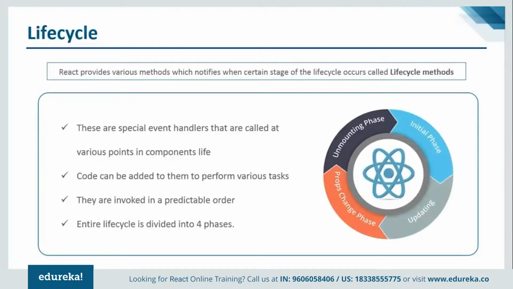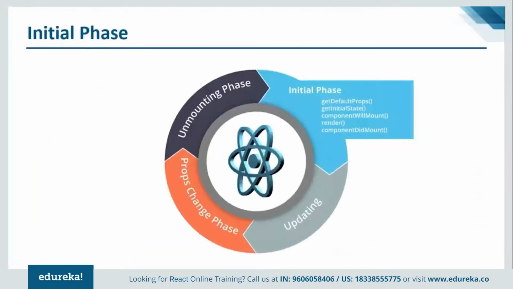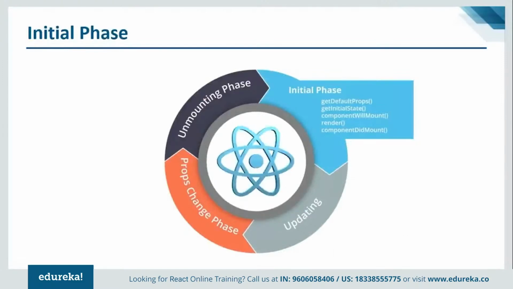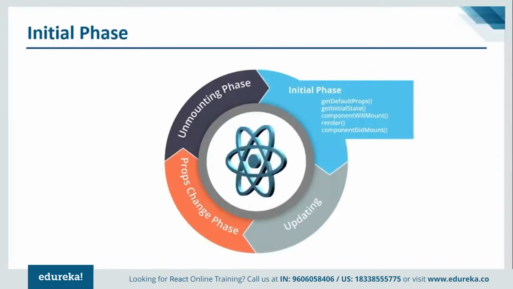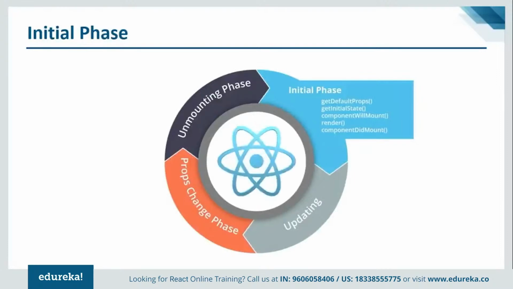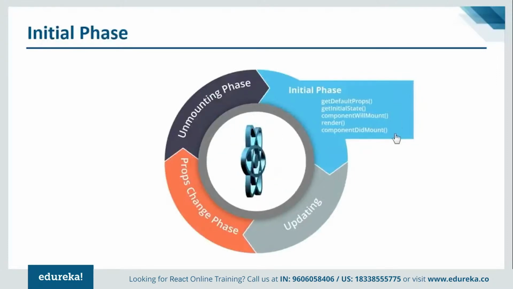When we are talking about the lifecycle, it is divided into 4 phases. They are the initial phase, the updating phase, the props change phase, and the last is the unmounting phase. Now each of these phases contains some lifecycle methods which are specific only to them. So let's find out what happens during each of these phases. The first phase in the component's lifecycle is the initial phase or the initial rendering phase. This is the phase when the component is about to start its life and make its way towards the DOM. So in order to do so, all these methods are invoked in an order.